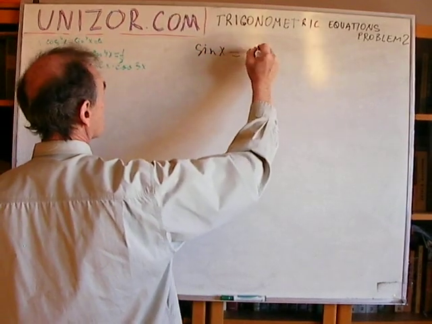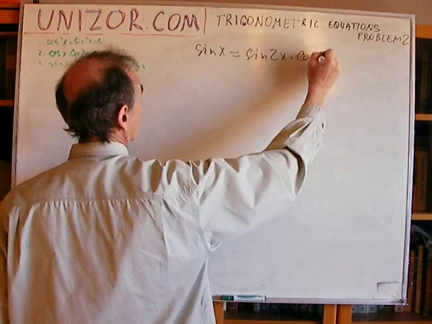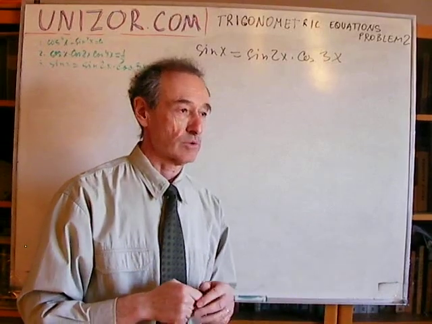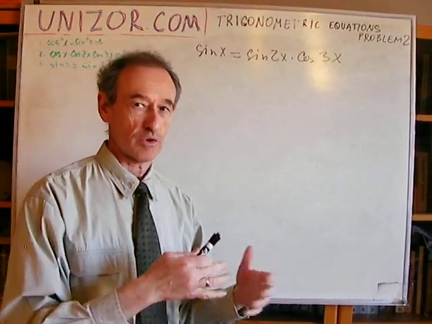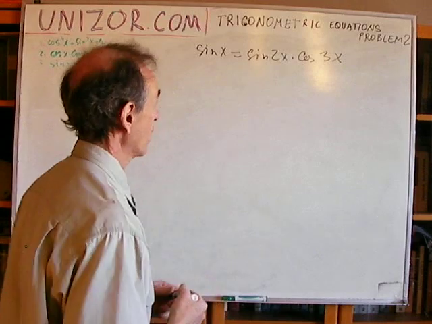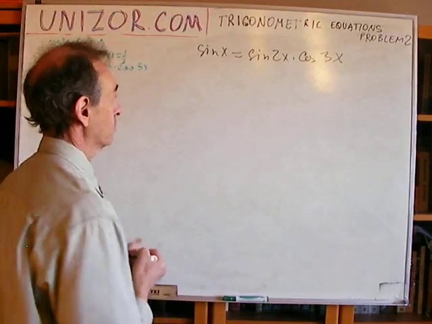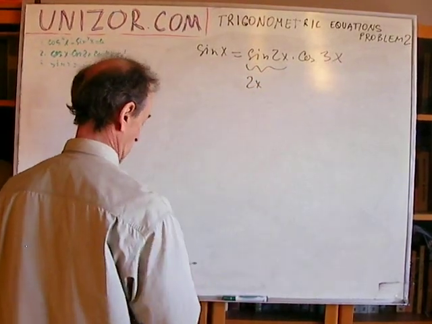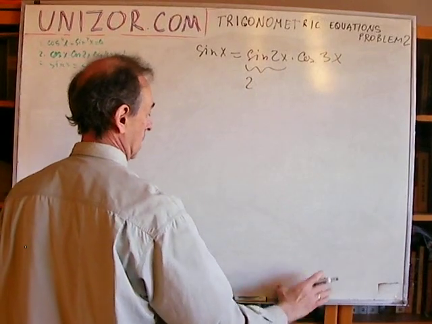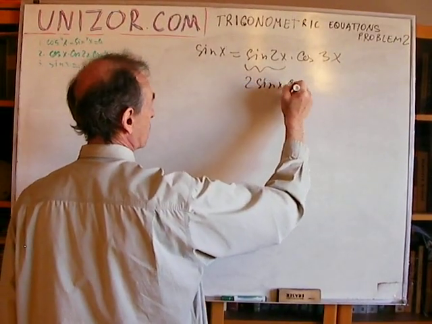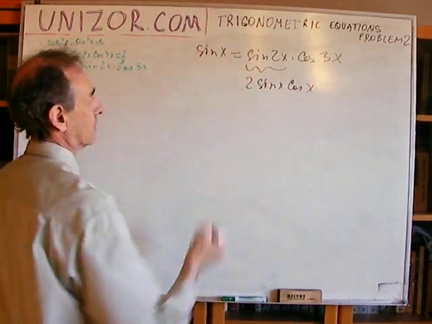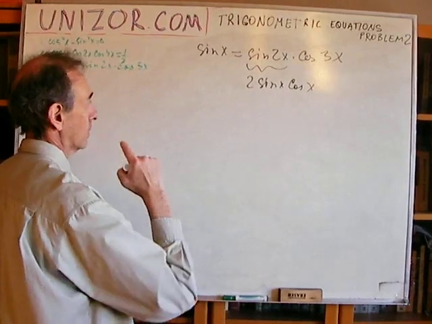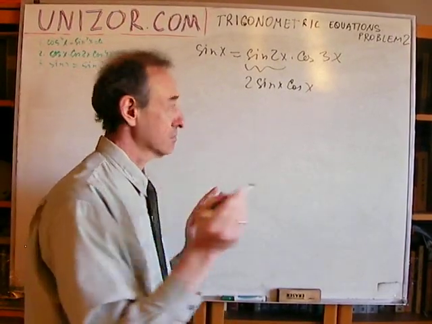Sine x equals sine 2x times cosine 3x. Okay. Again, there is something which we have to do to reduce it to more or less solvable shape and form. Well, my first guess would be to present sine of 2x as 2 sine x cosine x, and then reduce by sine x. Is it a good guess? Sure. Why not?